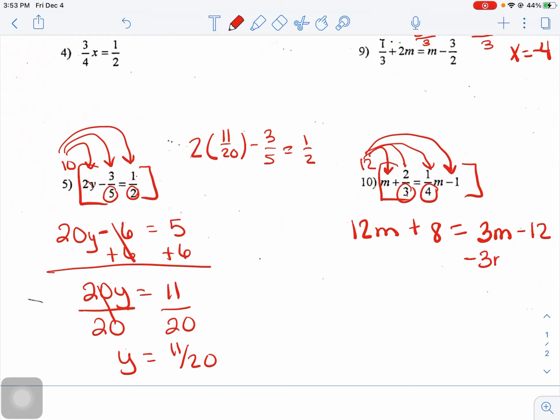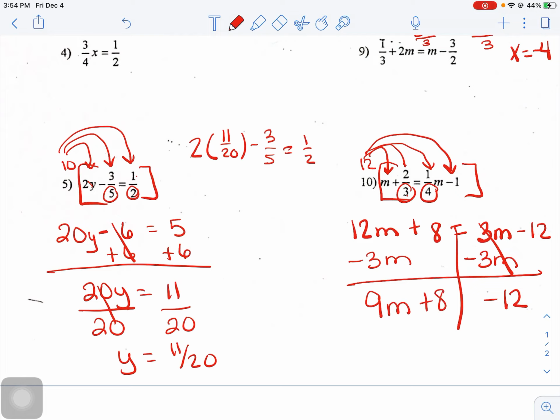So minus 3m minus 3m. So we end up with m's gone from the right. We have a negative 12 left. 12 minus 3 is going to give me 9m's plus 8. Now we have the variables by themselves. We're going to move the constants, eliminate the constants to the side. So minus 8, they're going from this side. We have 9m equals, and a negative 12 with a negative 8 is negative 20.